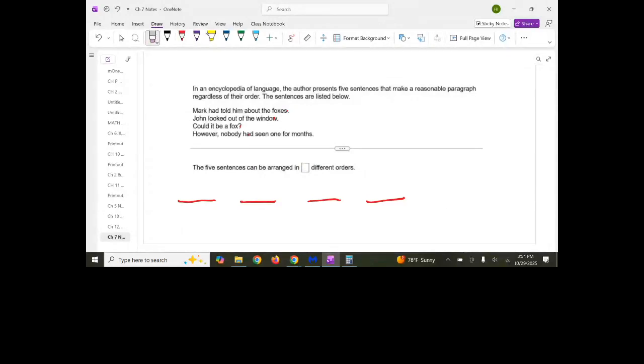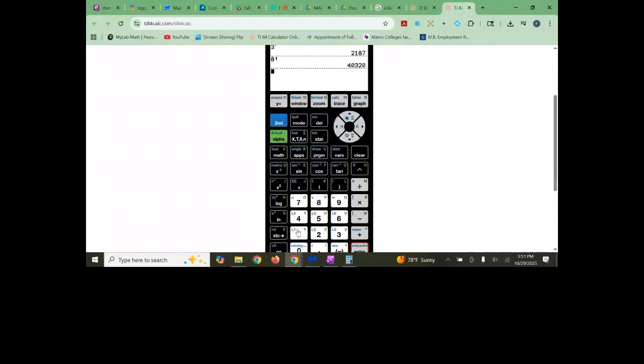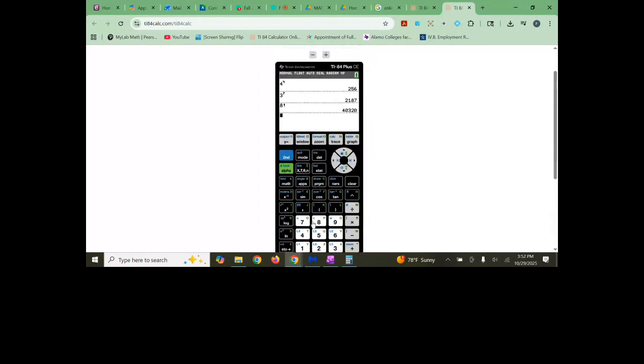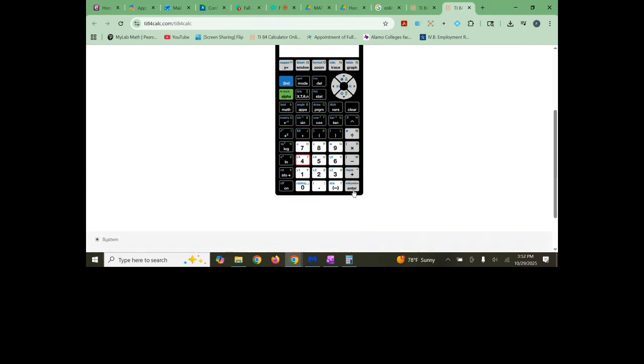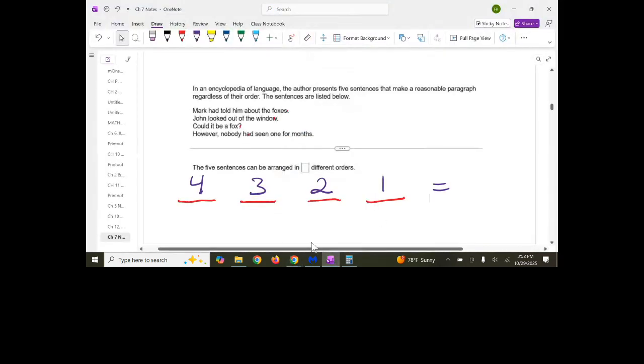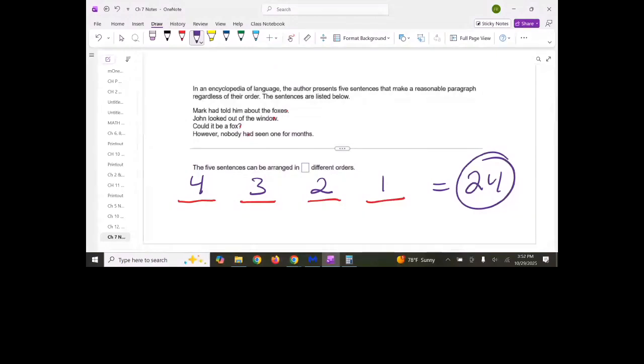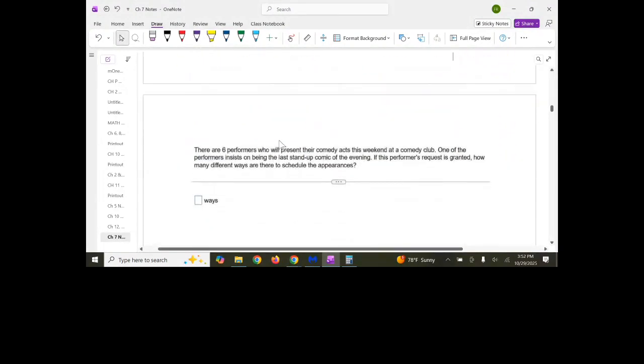Boom. So y'all, we got 4 choices in the first spot, 3 choices in the second spot, 2 choices here, and 1 here. And again, my friends, I'm going to do that same thing, right? I'm going to hit my number 4. I'm going to go math. I'm going to go to my probability. I'm going to hit number 4 again because that's where my exclamation point is. And I'm going to hit enter, and I'm coming up with 24. Boom. Yeah, I don't know why it says 5 sentences if they only give us 4. It must be a little error.